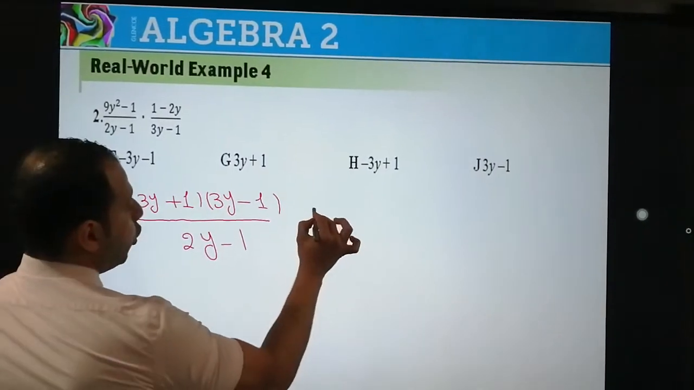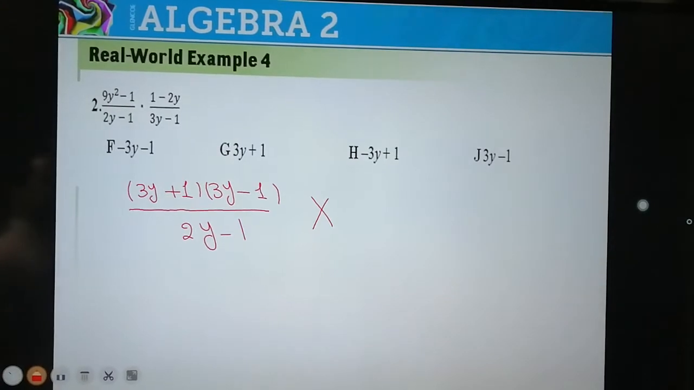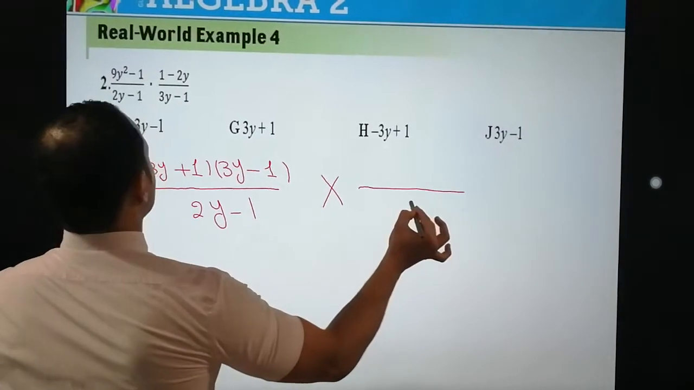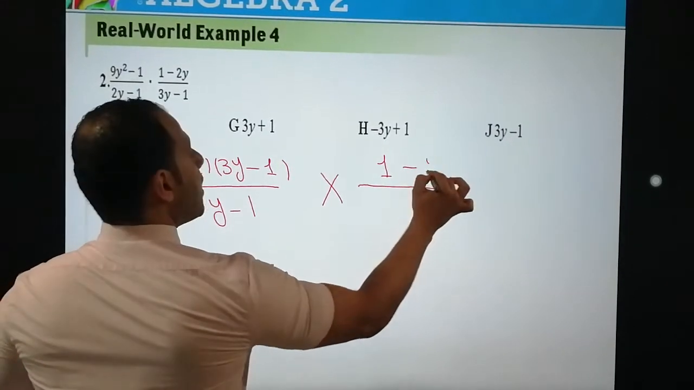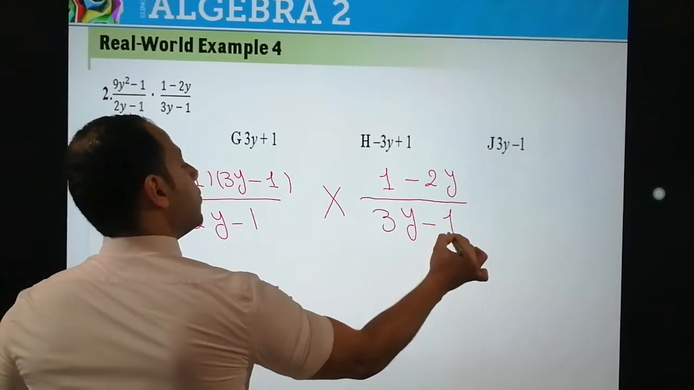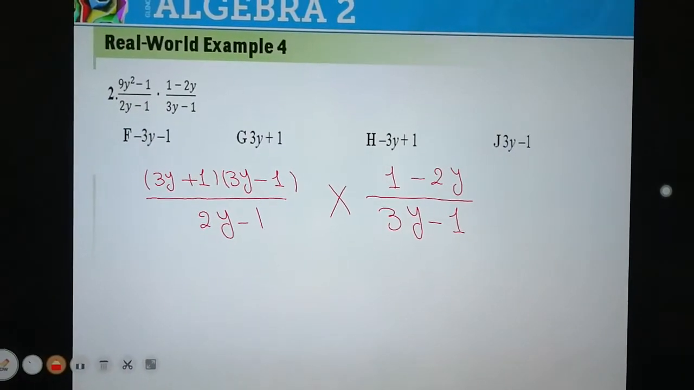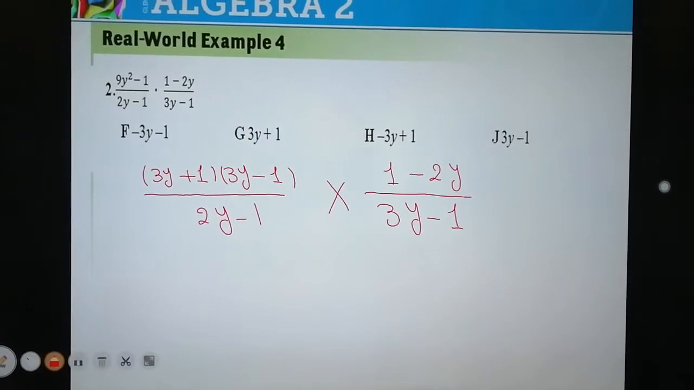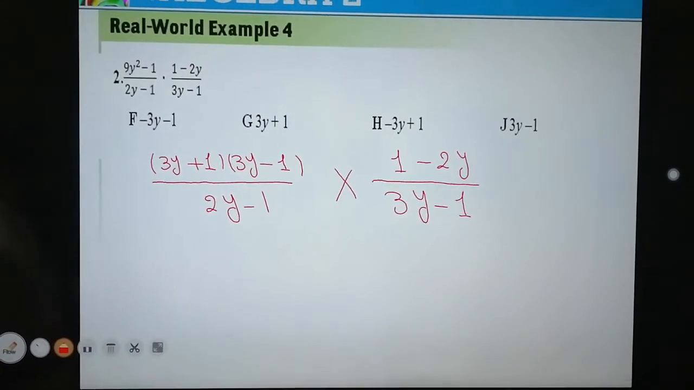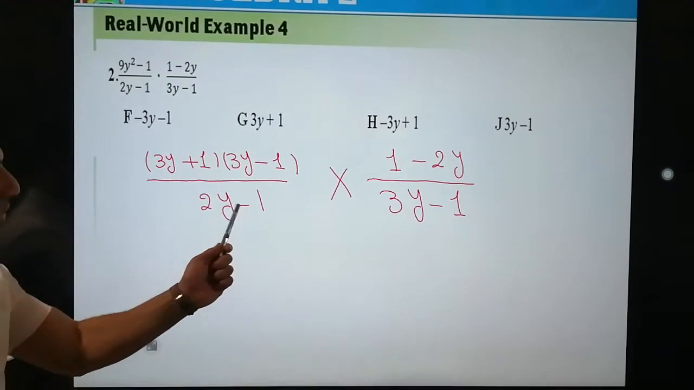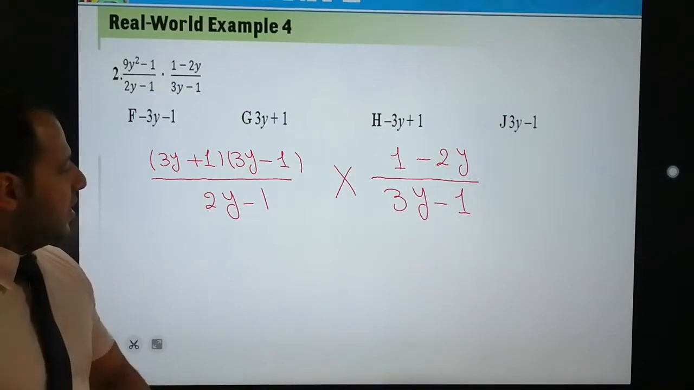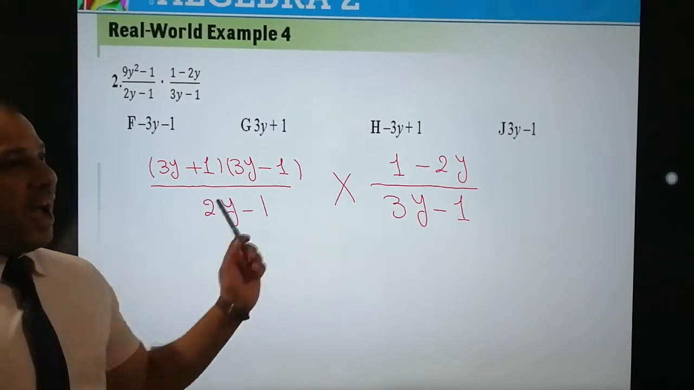And I write the dot, or multiply. Then we go to the other expression, which is already in simplest form: 1 minus 2y over 3y minus 1. Now I can cancel, but pay attention. You have 2y minus 1 here and 1 minus 2y there. So what shall I do? I need the same expression to cancel.